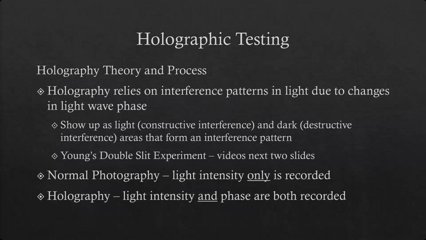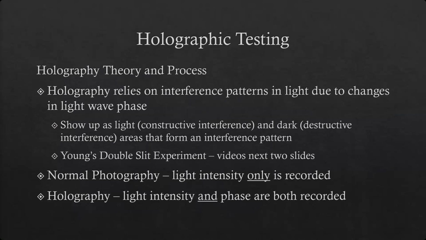So light, going back to high school physics, acts as both a particle and a wave, and it's getting more in depth than what we probably are going to get into here, but you've probably heard about that. So when you get two waves that are in phase or out of phase with one another, you can get constructive and destructive interference, just like we saw with sound waves, right?